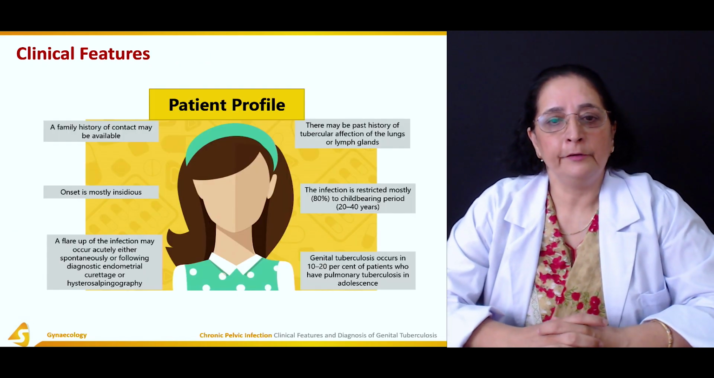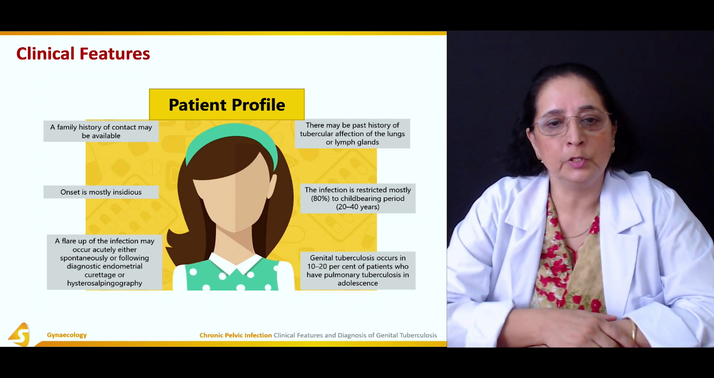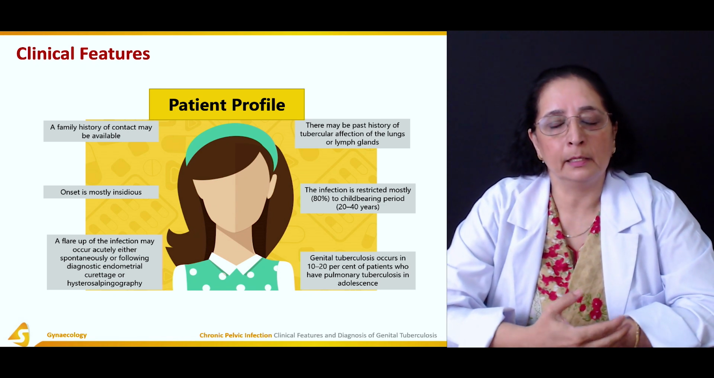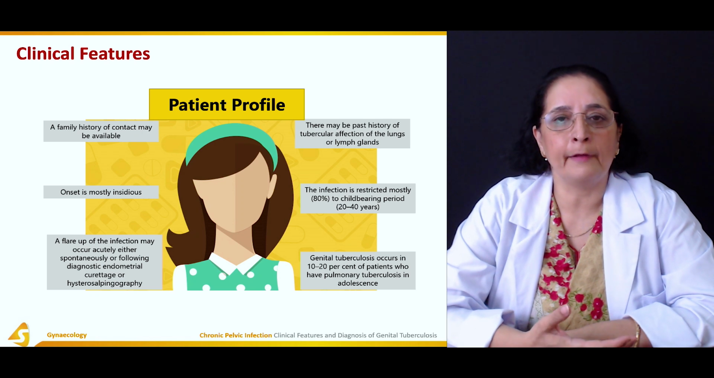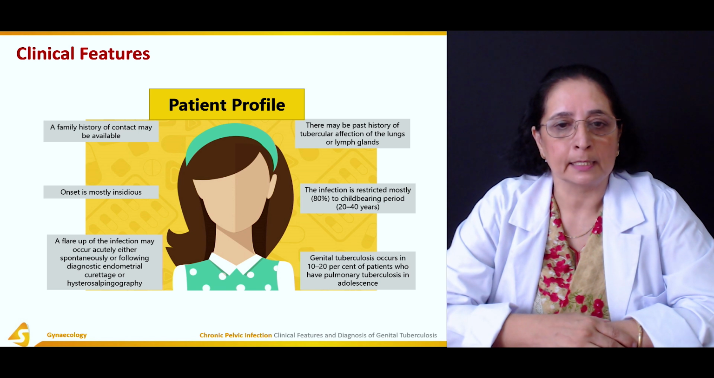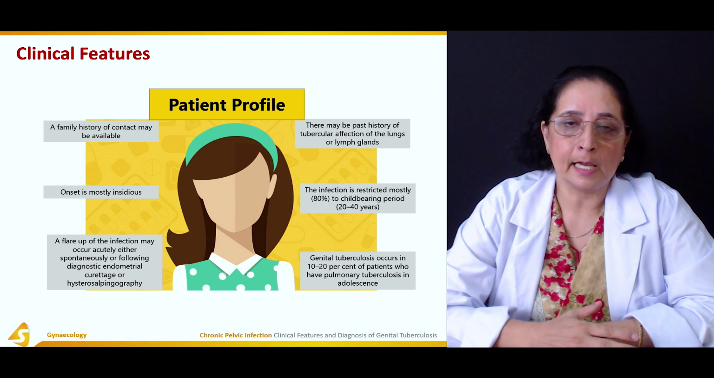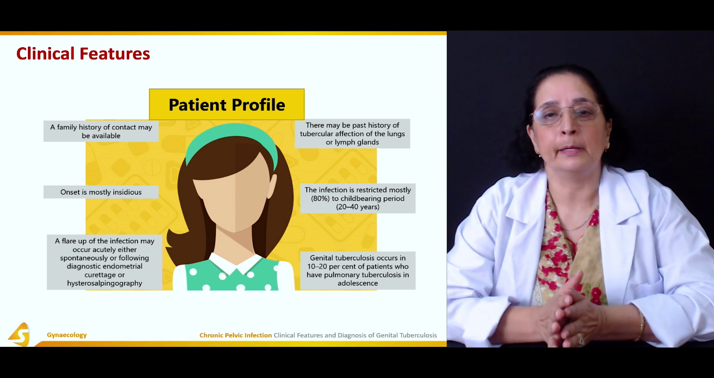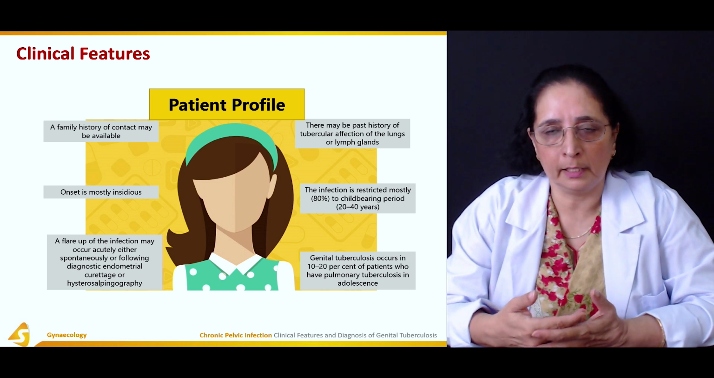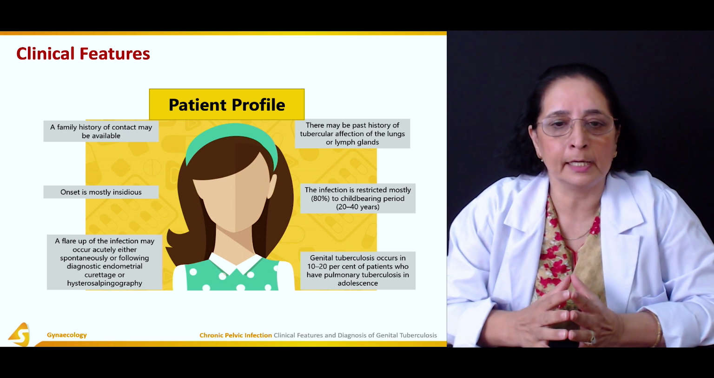The clinical features of a patient with genital tuberculosis: if we look at the patient profile, sometimes a family history of tuberculosis is present. So a family history of contact may be available. Always ask the patient if they have family members, friends, or people where they work who have tuberculosis. So history of contact is important.